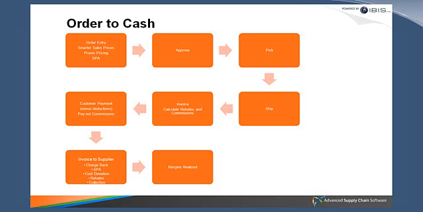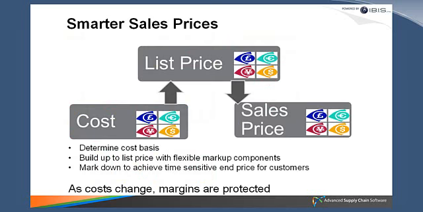And that's really, when we talk about the order to cash cycle in a distribution world or a supply chain context, that's really the full scope that we're dealing with here. So first of all, you're going to have intelligent sales prices.